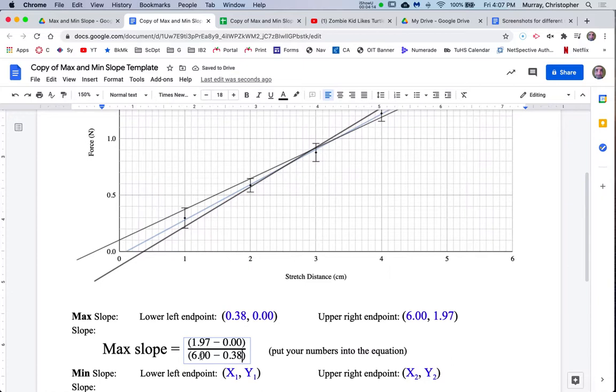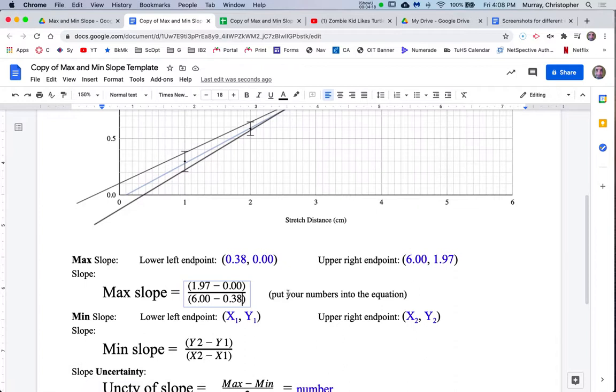Okay. So let's figure out what that is here. That's going to equal parentheses 1.97 minus 0, right parentheses, divided by left parentheses 6 minus 0.38. I'm expecting a number bigger than 0.312. And I'm getting 0.3505, so I'll say 0.351.